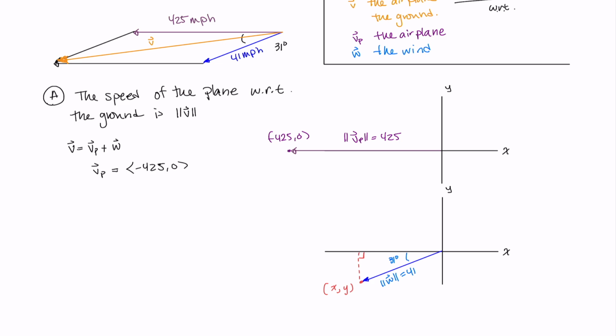Recall that cosine of an angle equals the adjacent side, which is x, over the hypotenuse. And sine of an angle is y over the hypotenuse. And I'll just write h for that. So in our case, h is equal to 41. That's the length of this vector representing the wind here.